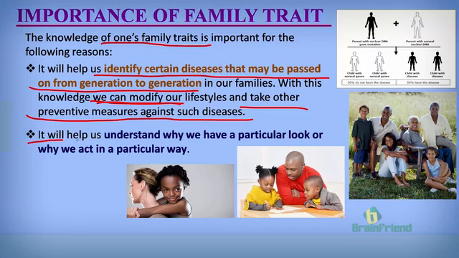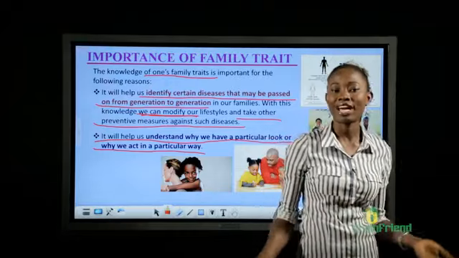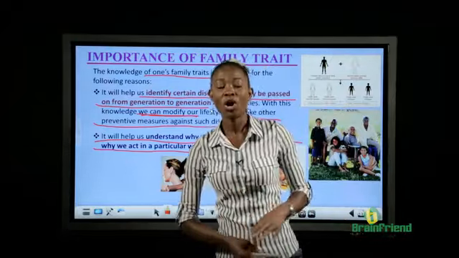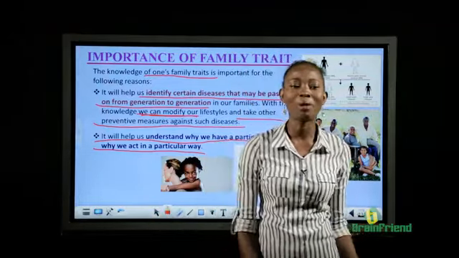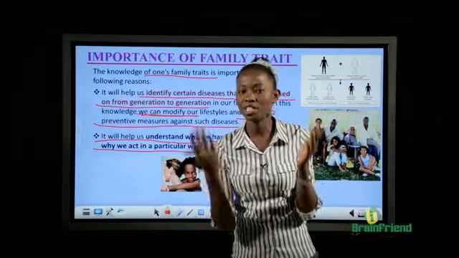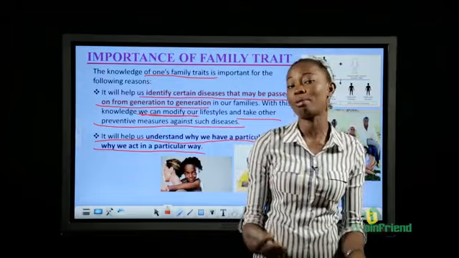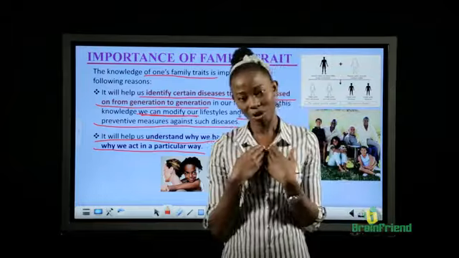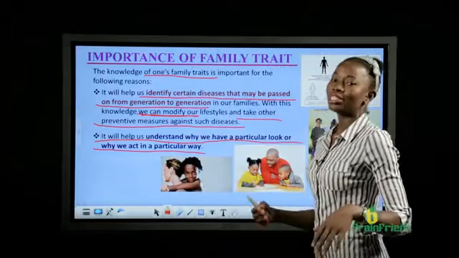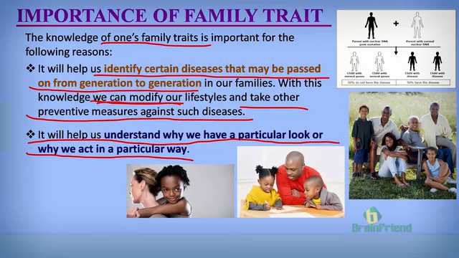The knowledge of family trait will also help me understand and help you understand why we have a particular kind of look or why we act in a particular way. For example, some people speak like their mom, speak like their dad, or speak like their grandparents, or maybe the way they carry their body, you will tell that this person just behaves like his dad or like his mom and so on. A knowledge of the traits that are common in your family will help you understand better who you look like. Maybe you can tell that I look like my dad. You can tell, oh, no wonder I always do this. It's because I inherited this from my mom, my dad, my uncle, or auntie.